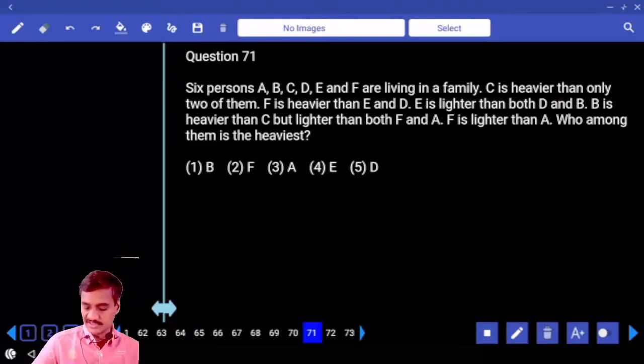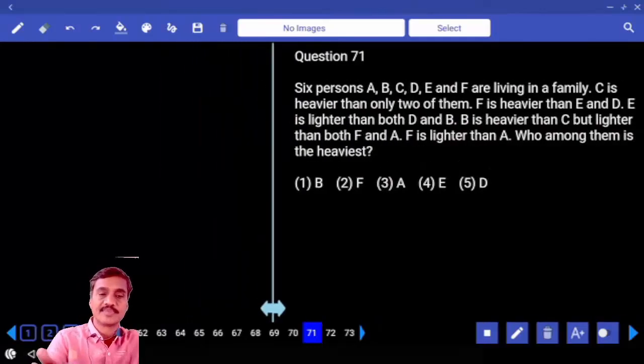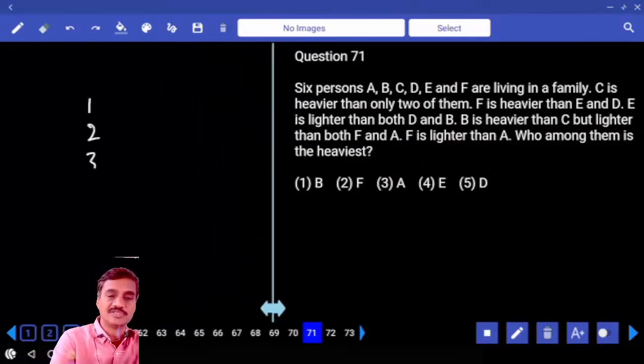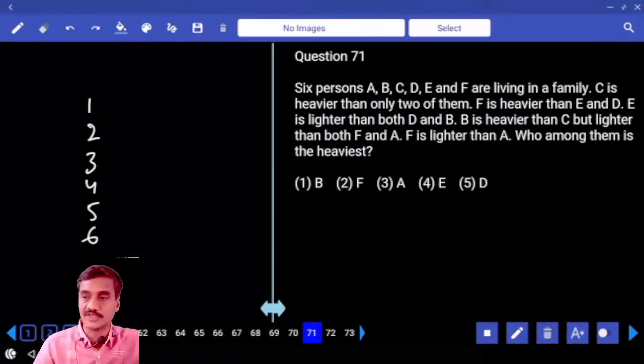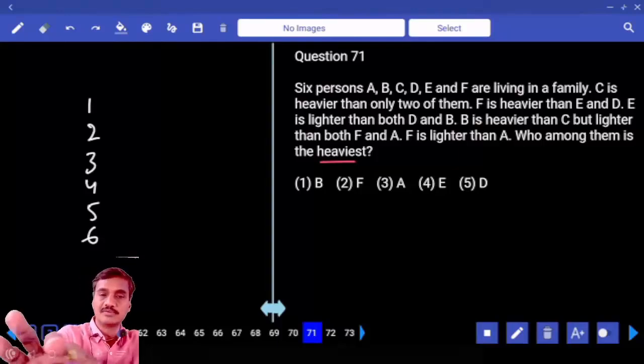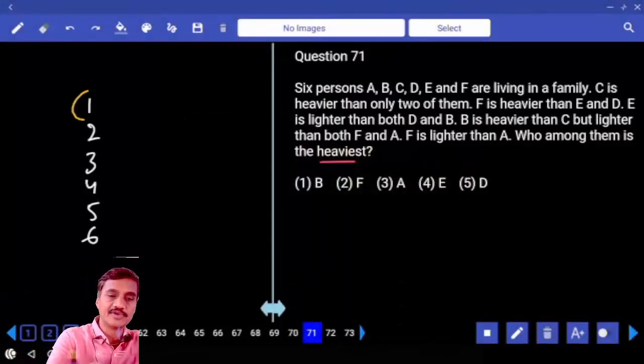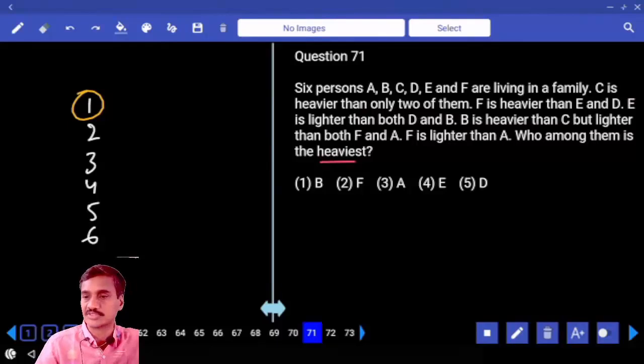Now in this question 71, what is the answer you are getting here? It is an individual type of question, and there are 6 persons. Who are those 6 persons? A, B, C, D, E, F are the 6 persons. Now among these 6 persons, we need to identify the person who is the heaviest. And now according to condition number 1, we need to check who is coming at this place.